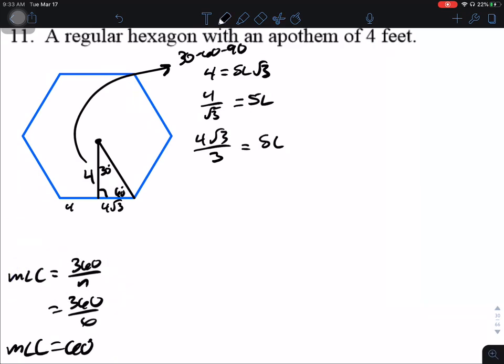That's half a side. Makes an entire side 8 square roots of 3. I'm sorry, that's 4 square roots of 3 over 3. I forgot my over 3. So that makes this entire side 8 square roots of 3 over 3.